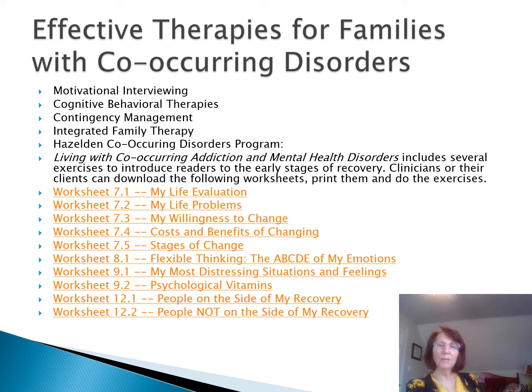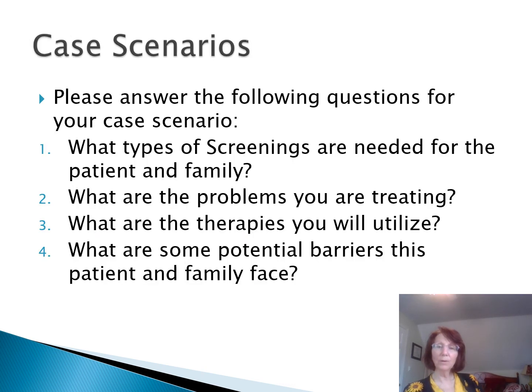Effective therapies for families with co-occurring disorders, we have heard, are motivational interviewing, cognitive behavioral therapies, contingency management, integrated family therapy, and the Hazelden Co-occurring Disorders Program. Now, the Hazelden Co-occurring Disorders Program is listed here, but is used for purchase by Hazelden. So you can purchase these through Hazelden, and they will send them to you, and these are effective tools for treating co-occurring disorders.